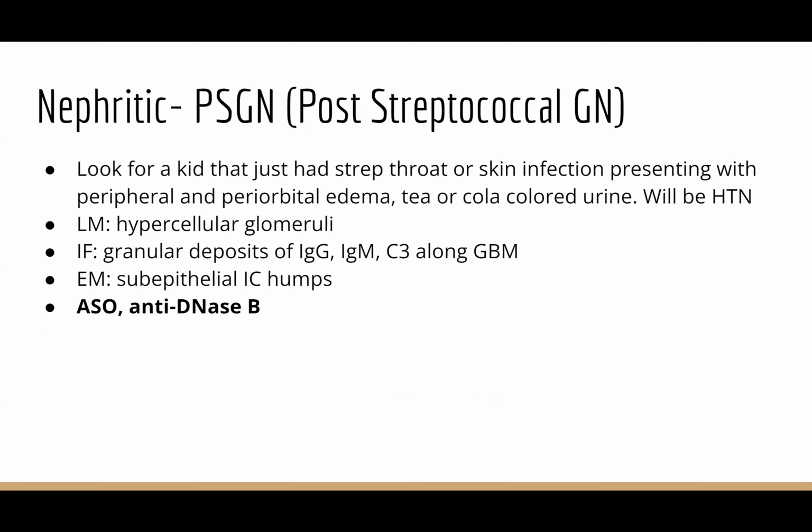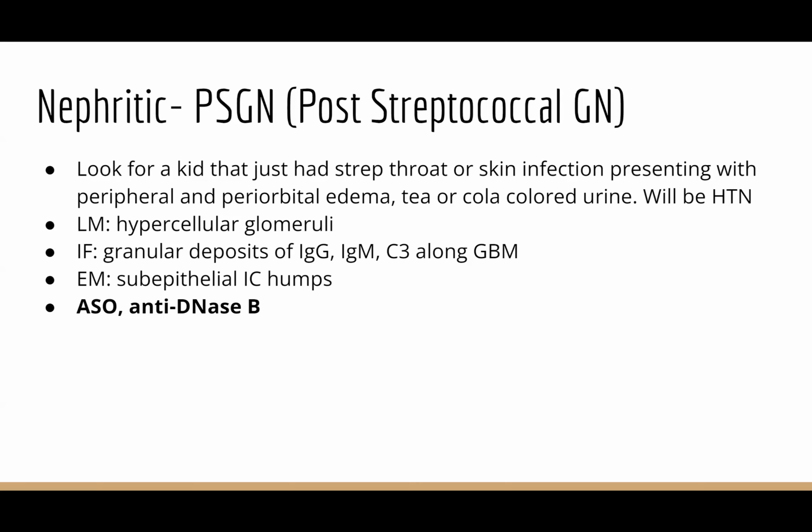Post-streptococcal glomerulonephritis, hopefully this will be very easy to identify because it's going to be a kid who had a strep throat or a skin infection. So now they're going to be presenting with edema. Then tea or cola colored urine, they might put that in the vignette. So kid, strep throat, now has tea colored urine, will be hypertensive. Remember, nephritic syndromes commonly are hypertensive because you are increasing renin because of what's going on in the pathogenesis. So with increased renin, you're going to have retention and you are going to get your hypertension. So the kid will be hypertensive.